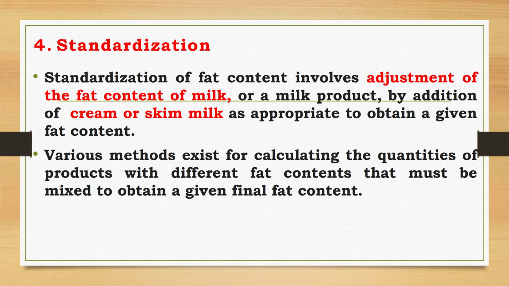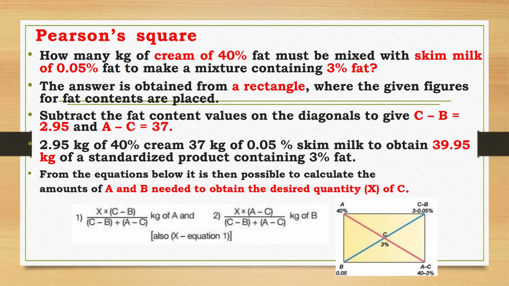Next, we have standardization. Standardization of fat content involves adjusting the fat content of milk by adding either cream or skim milk to obtain a specific desired fat content. There are various methods for calculating the quantities needed for this mixing. One common method is using Pearson's square. Let's work through an example.